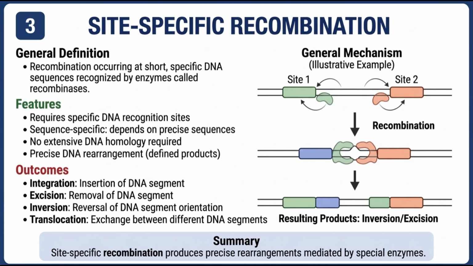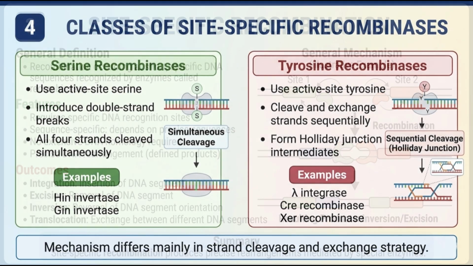Site-specific recombination is widely used by bacteriophages, plasmids, transposons, and modern genome engineering systems. Important enzymes involved possess nuclease activity for DNA cleavage, and ligase activity for strand joining. This mechanism produces highly precise DNA rearrangements.